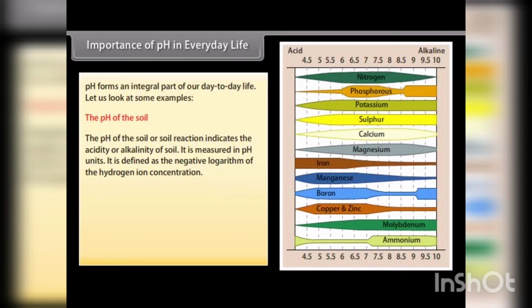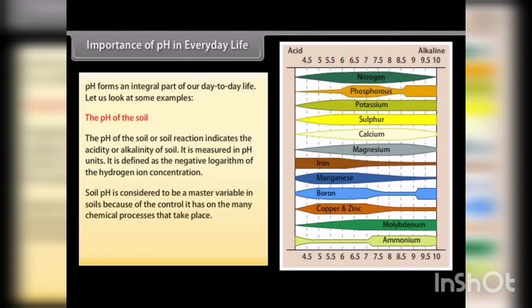With the increase in the amount of hydrogen ions in the soil, pH also increases, leading to it being more acidic. Soil pH is considered to be a master variable in soils because of the control it has on the many chemical processes that take place. It specifically affects plant nutrient availability by controlling the chemical forms of the nutrient.